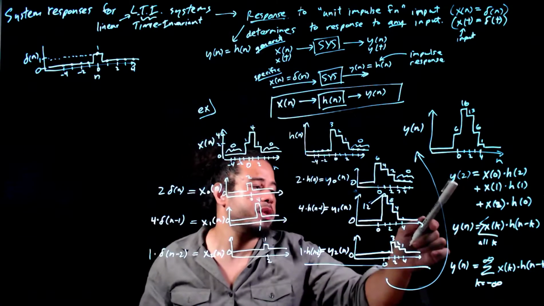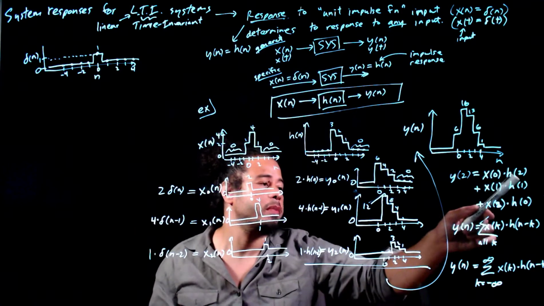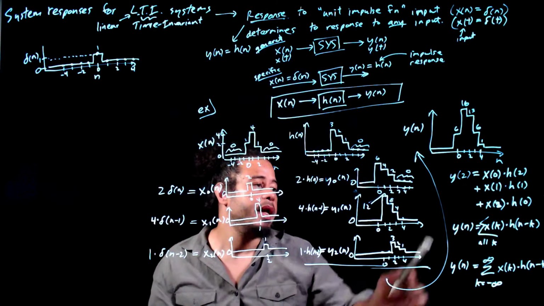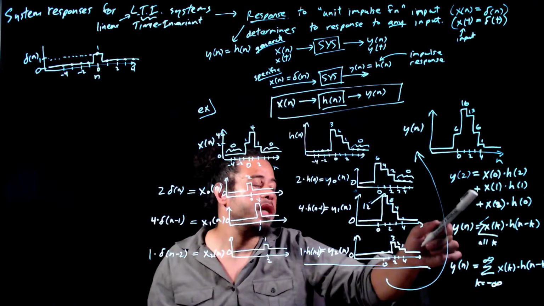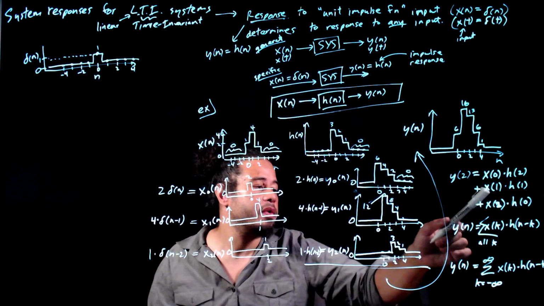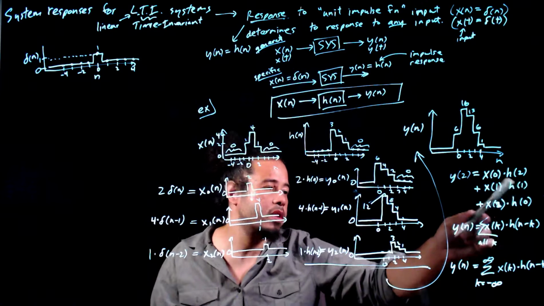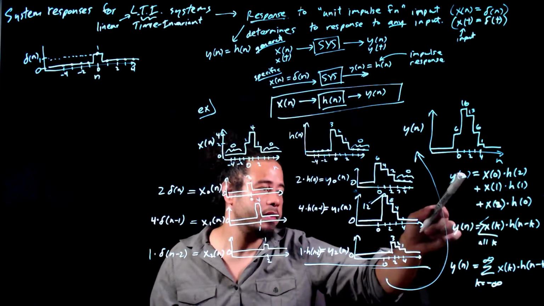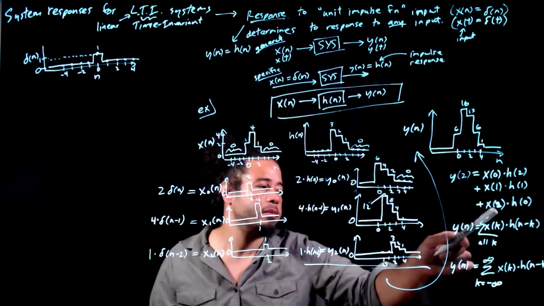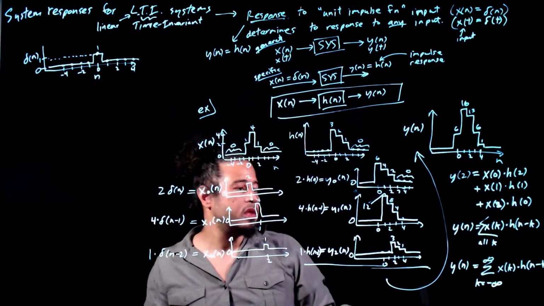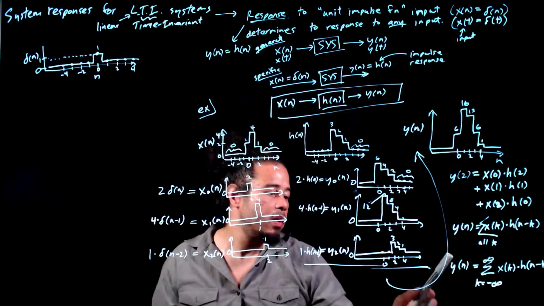So y of 2 is going to be x at time step 0 multiplied by the response 2 time steps later, plus the value of the input that occurs at time step 1 times the response that would occur 1 time step later, which would give you time step 2, plus the input that occurs at time 2 times the immediate response to that input.